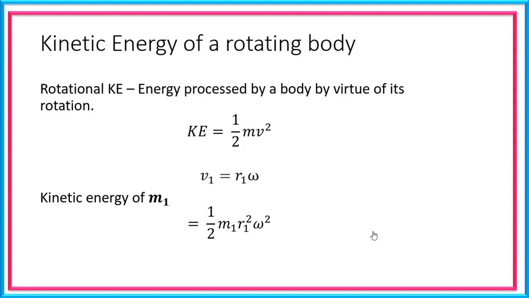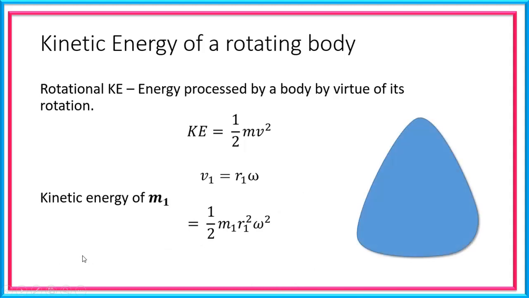Now, what is rotational kinetic energy? Rotational kinetic energy is the energy possessed by a body by virtue of its rotation. Again, rotational kinetic energy is also proportional to mass and the square of the rotational velocity, or angular velocity omega. And we can see that the rotational kinetic energy can be found for a rigid body as follows.